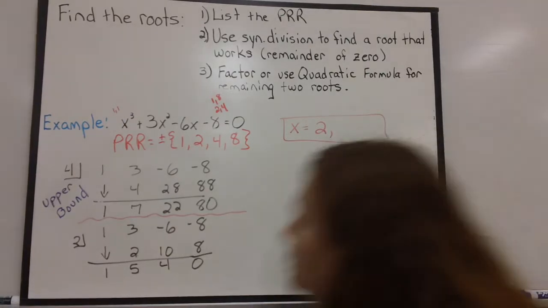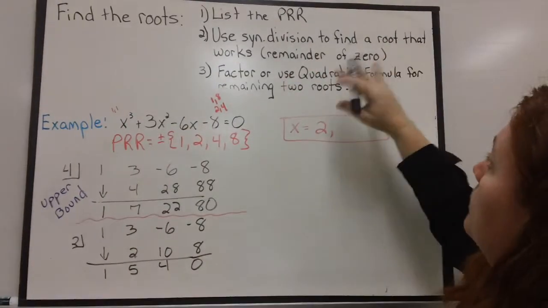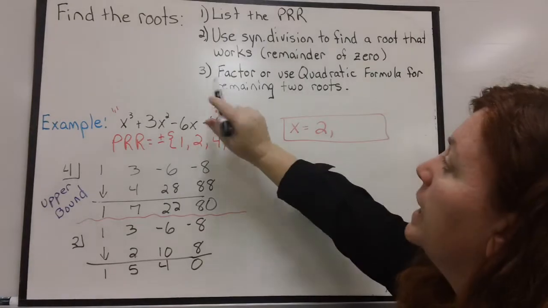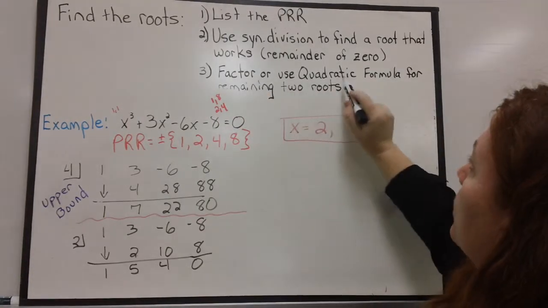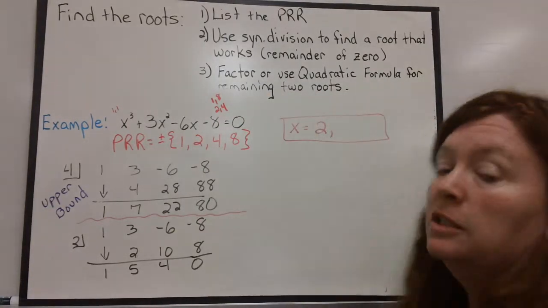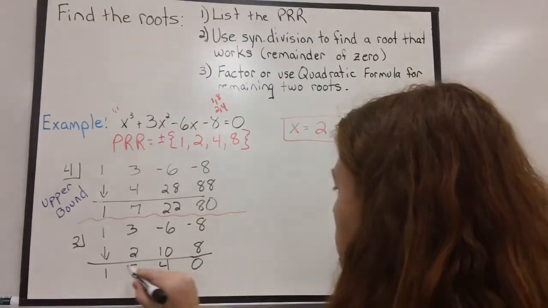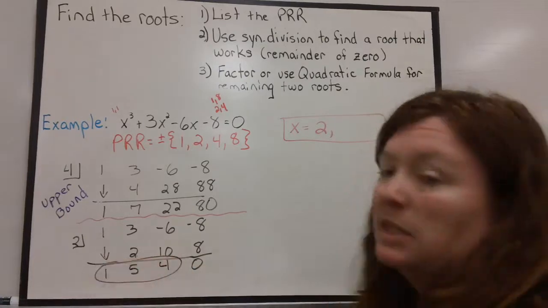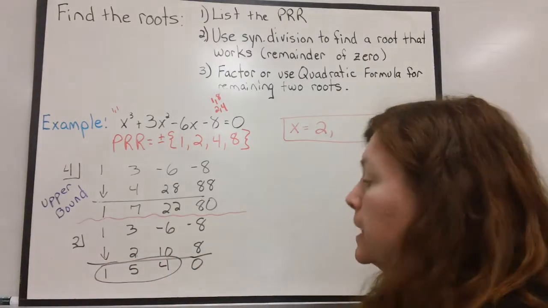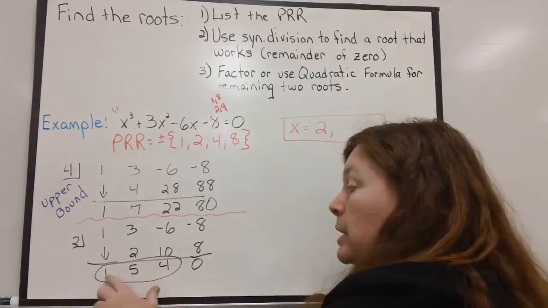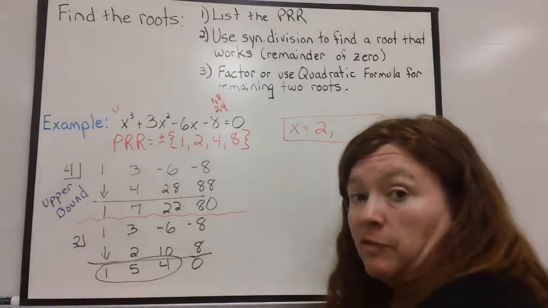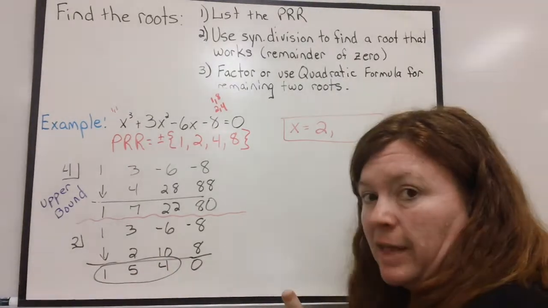All right. Use synthetic division to find a root with a remainder of 0. Okay, now, factor or use quadratic formula for the remaining 2 roots. I have these numbers left over when I've divided. So, what do they represent? They represent 1x squared plus 5x plus 4. I can factor that.